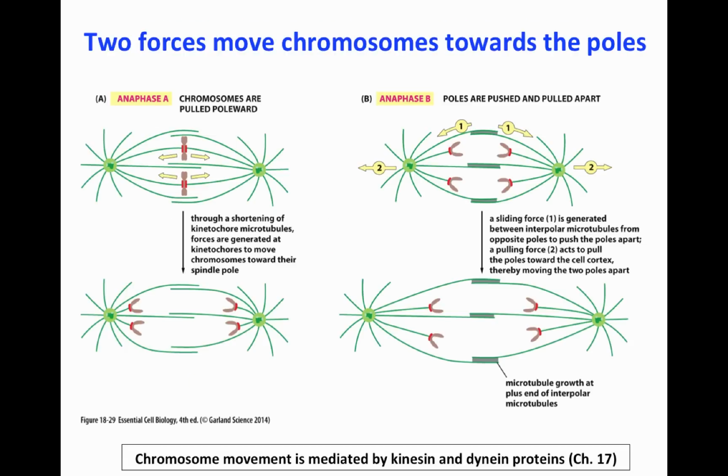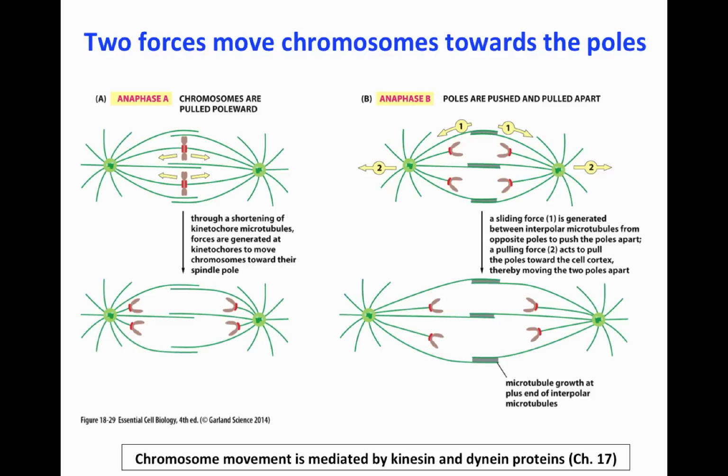So let's take a look at the two forces that are moving the chromosomes towards the poles. We have two different forces. The first one is going to be the chromosomes being pulled towards the poles. And that is believed to be happening, shown here in A, during the stage of Anaphase A through the shortening of the kinetochore microtubules. As I mentioned to you earlier, after the kinetochore microtubules are being shortened, they are going to be able to pull the chromosomes along with them. So that is going to generate the force needed to move the chromosomes towards the spindle pole. That is part A in Anaphase A.